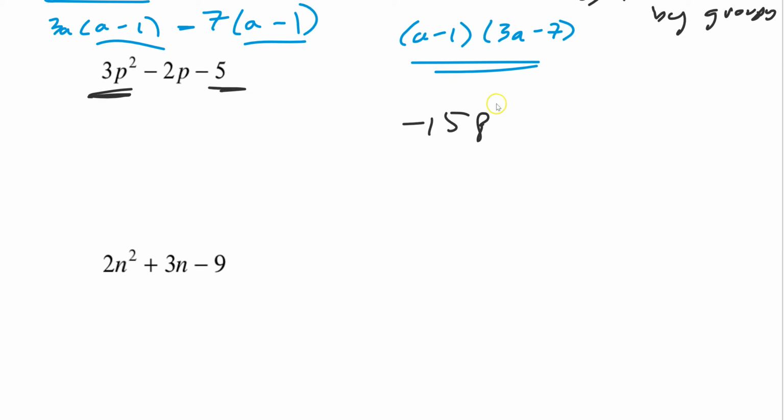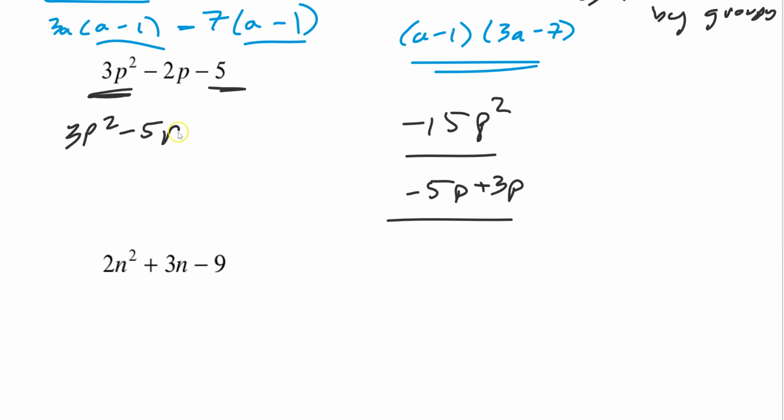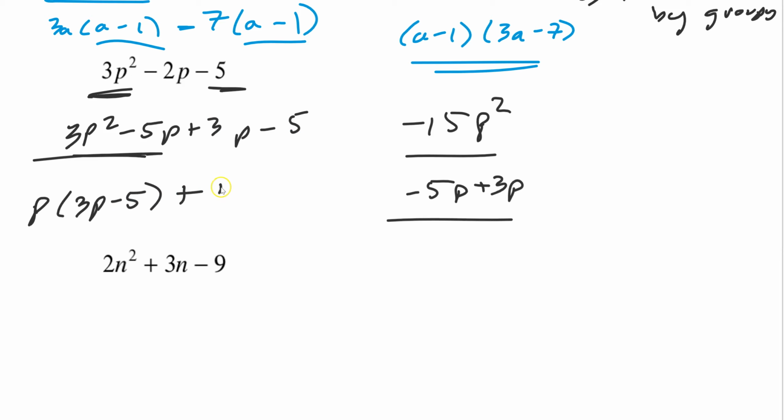I multiply these together: negative 15p squared. Find the combo that gives the middle. In this case, that'd be negative 5p and 3p. Plug it in for the middle. And then factor by grouping. They have a p in common, and you get 3p minus 5. Always bring down the middle sign. These have nothing in common, so we put a 1 on the outside. These match: 3p minus 5, p plus 1.